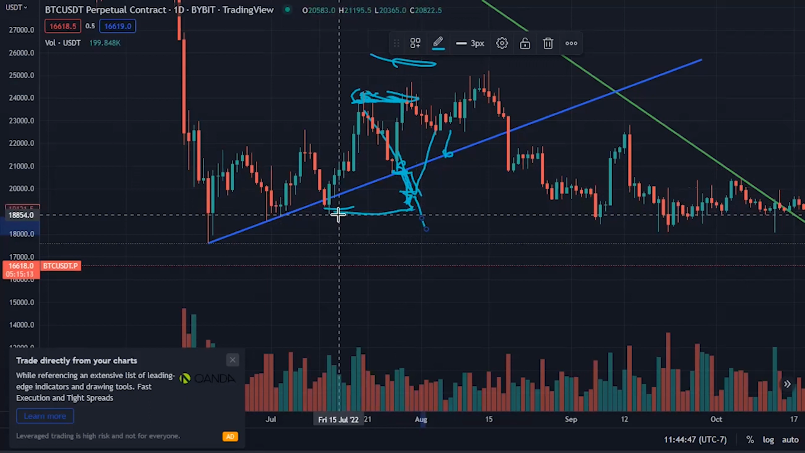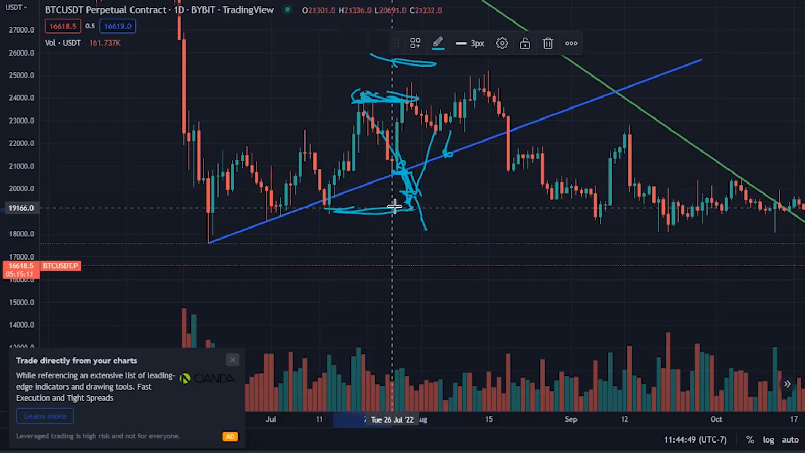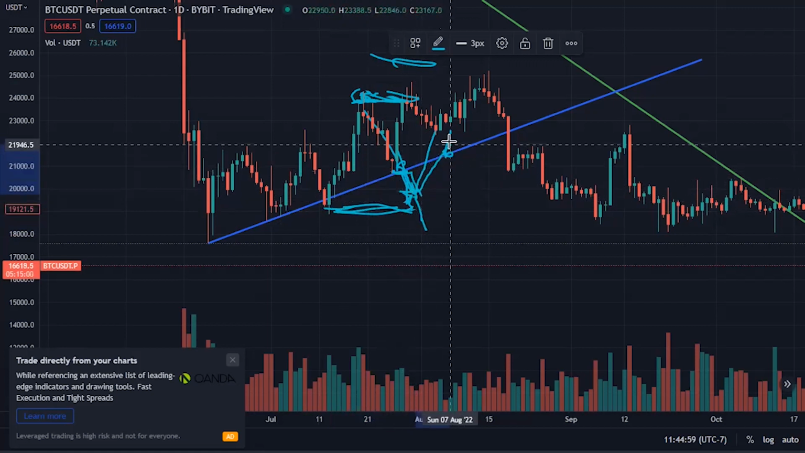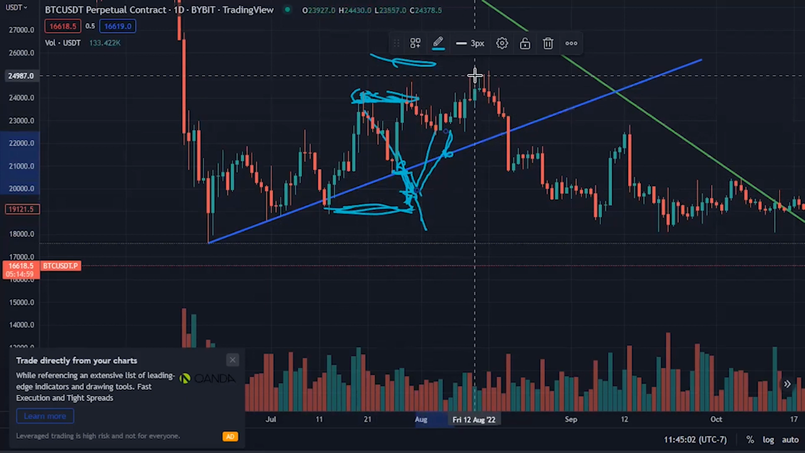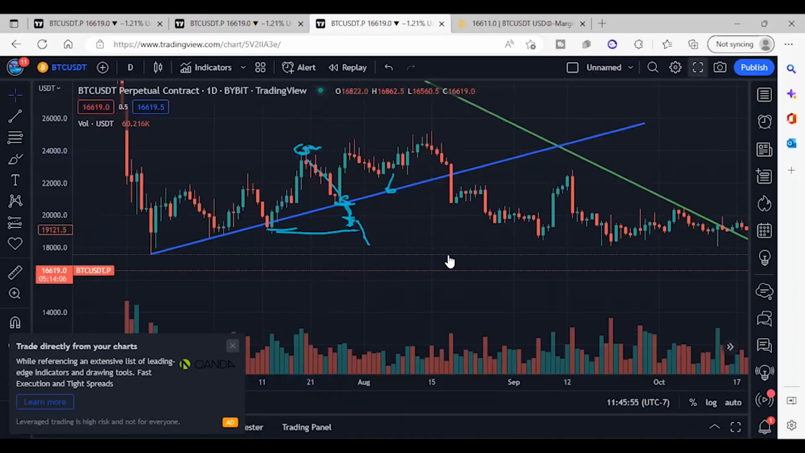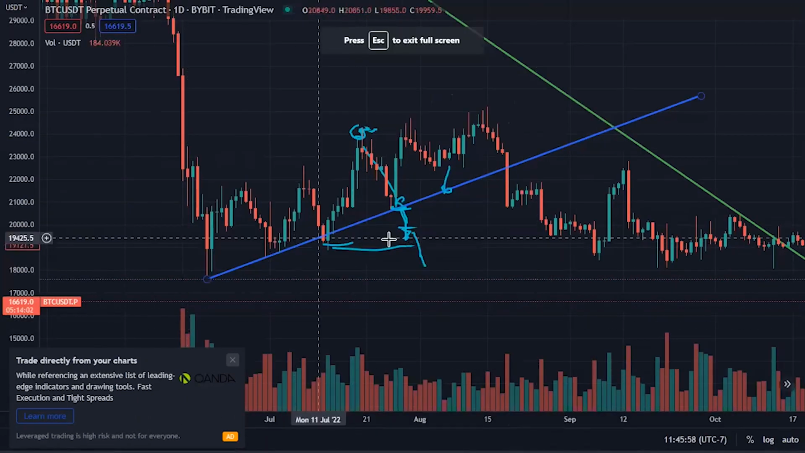But as long as it stays above the previous low, there's a high chance that was a false breakout and the price is going to end up coming back to this trend line and continuing to move higher. So there you have it, guys. This is how you trade Bitcoin in an uptrend.